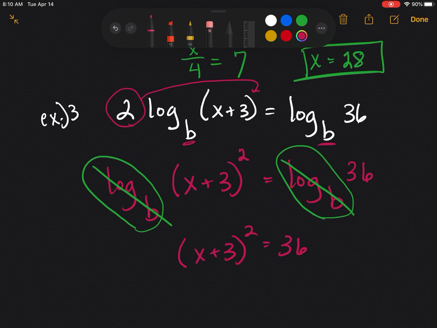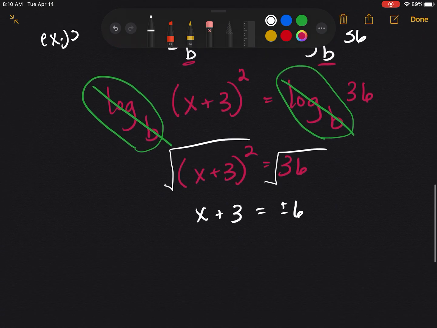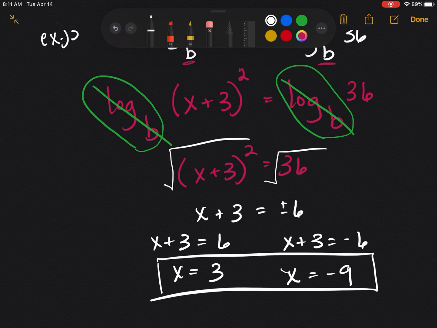Go ahead and solve from there. In this case, probably the best way is just to take the square root of both sides. That's going to give us x plus 3 equals plus or minus 6. So when we solve that, if we have x plus 3 equals 6 and x plus 3 equals negative 6, then when we subtract 3 here, we get x equals 3, and when we subtract 3 here, we get x equals negative 9. And there's our answer. So put those into practice, please, for your homework.